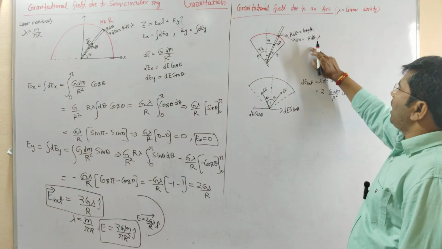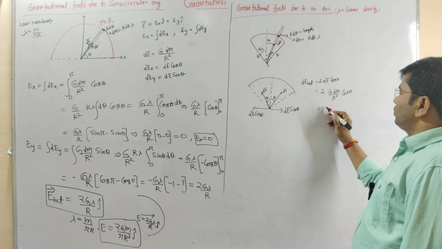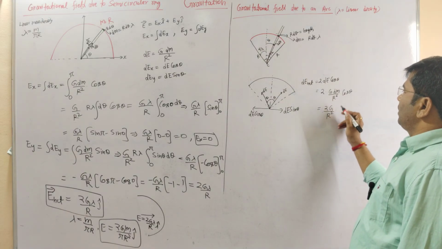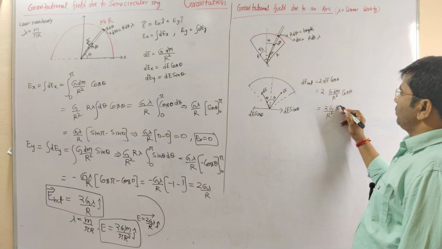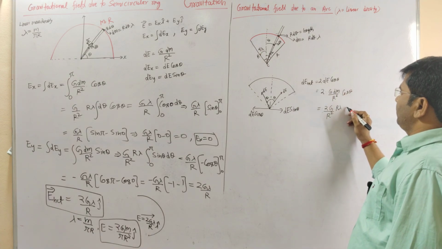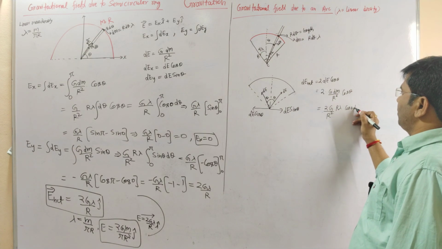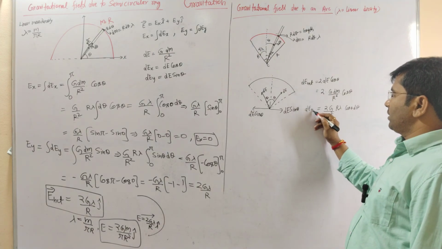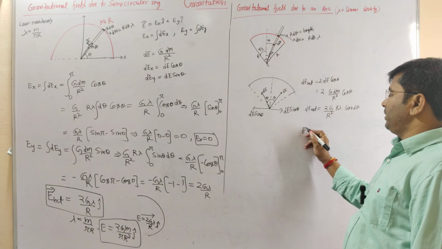What is dm? dm is r d theta lambda. So dE is 2G upon r square, dm, I can put r into lambda into d theta. I can write later on cos theta d theta. This is dE. What I want is the complete field.